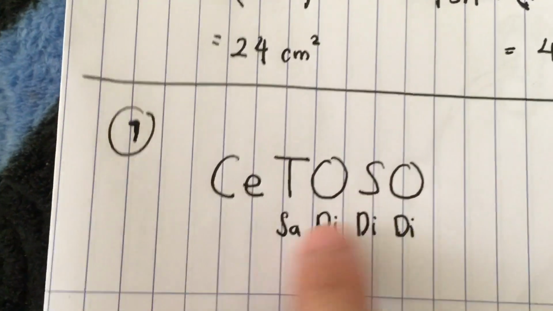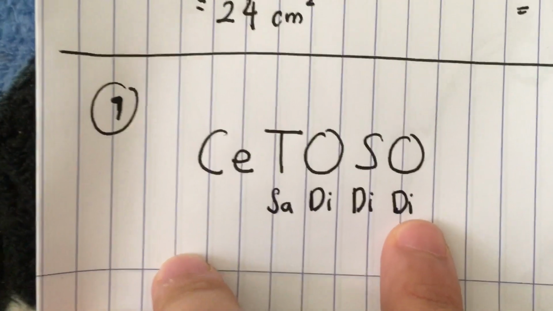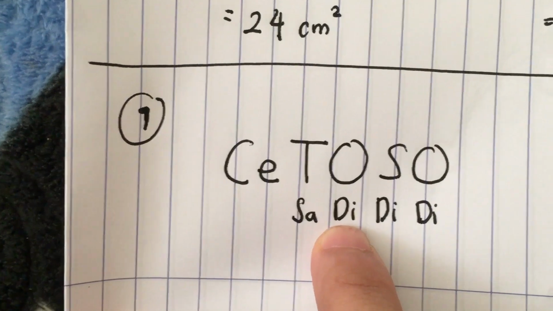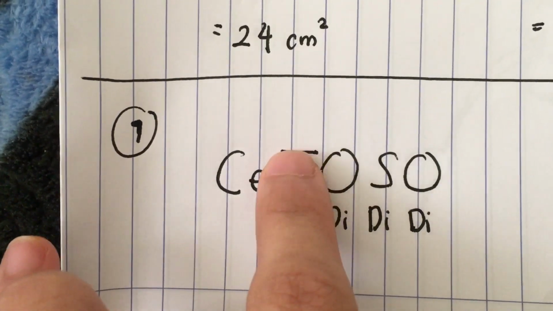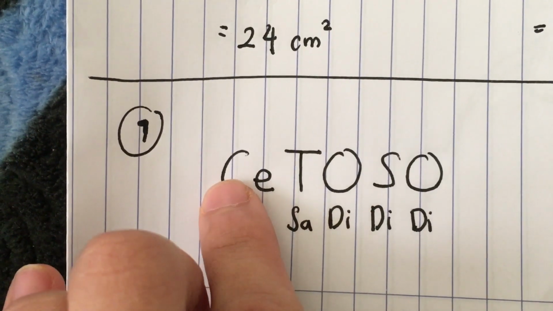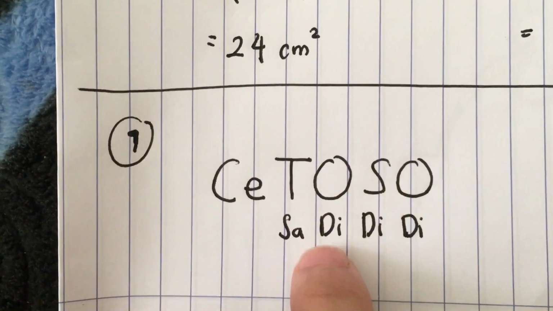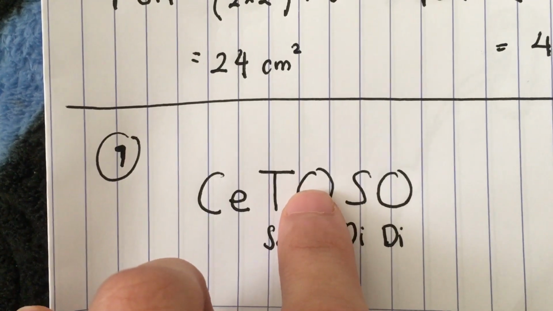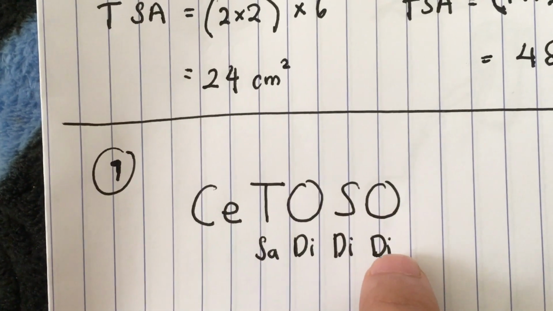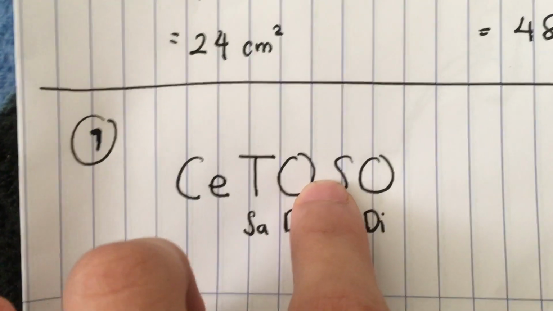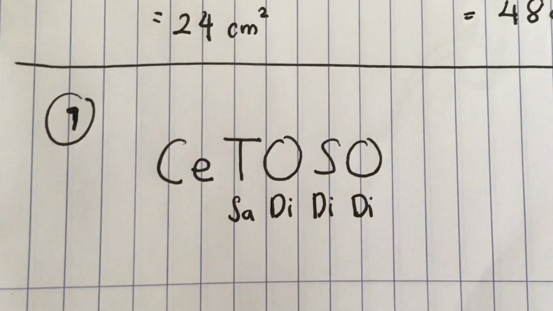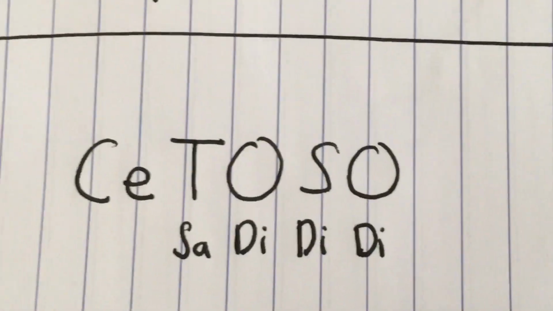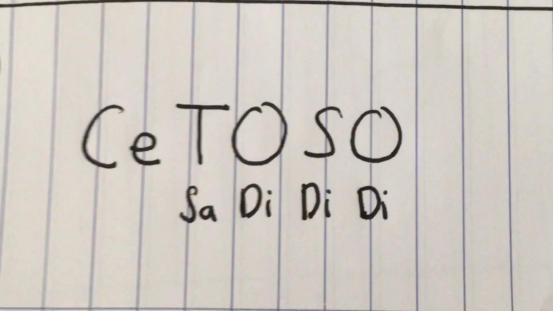Okay, Cetoso. Now Sadidi right here stands for SA is same. DI is different. So T is for tissue. Tissue has same cells. Organ has different tissue. System has different organs. Organisms have different system. Okay, Cetoso Sadidi. Sorry, I meant Cetoso Sadididi. Cetoso Sadididi.